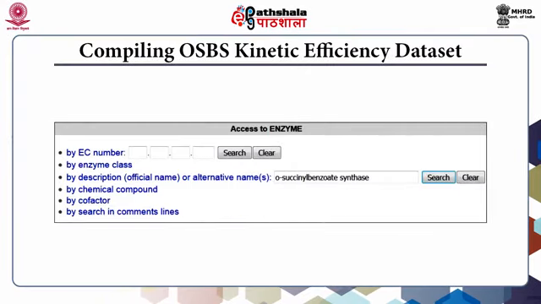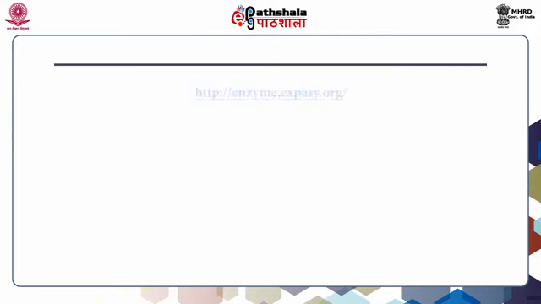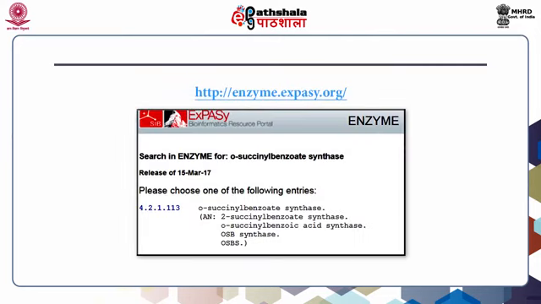But before identifying the amino acid residues affecting the performance of OSBS, let us check if kcat and Km data values are available for mutated OSBS analogs. Therefore, visit the enzyme database at ExPASy and search for orthosuccinyl benzoate synthase. This search displays enzyme 4.2.1.113 for orthosuccinyl benzoate synthase with several alternative names.